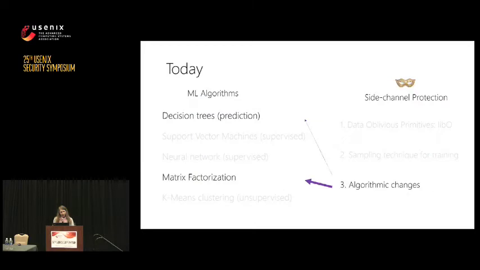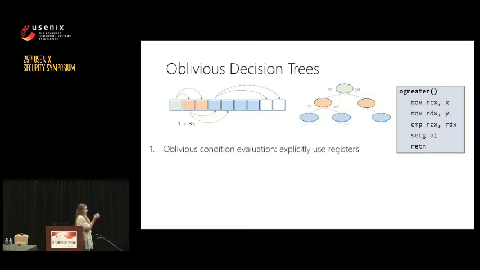Okay, now I will tell you a little bit about the algorithmic changes that we made to decision trees and matrix factorization. Decision trees would usually be stored in an array, where from the root there is a pointer to the children and so on. There are two things that we want to hide. One is how we evaluated the comparison at each node. For that, we can use our oblivious primitive.